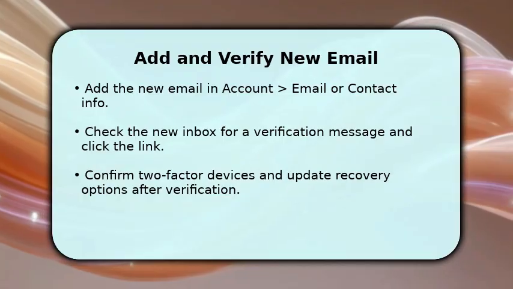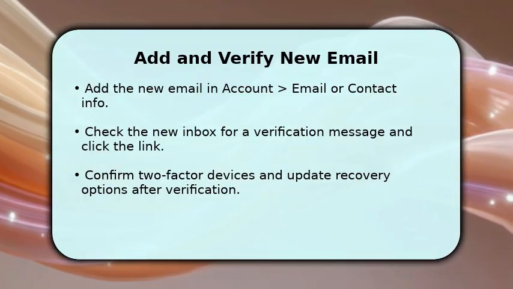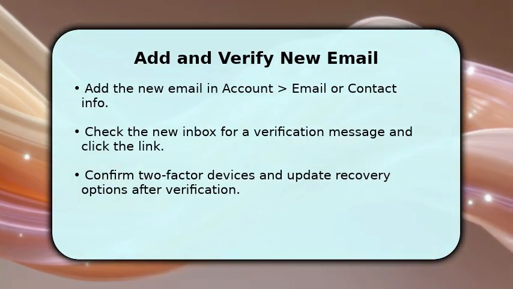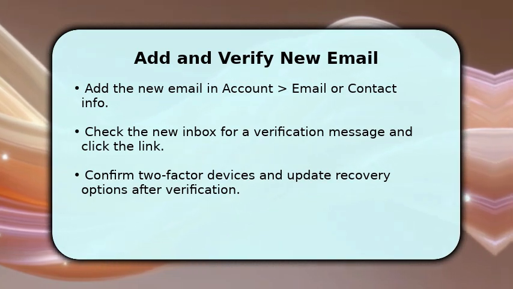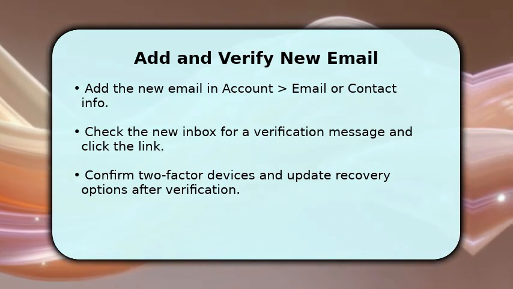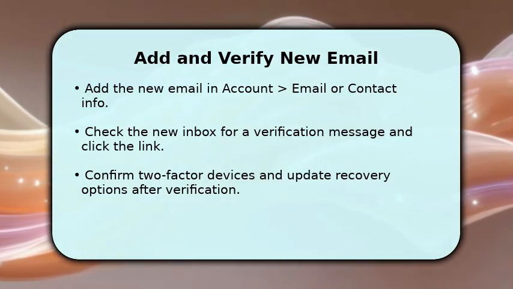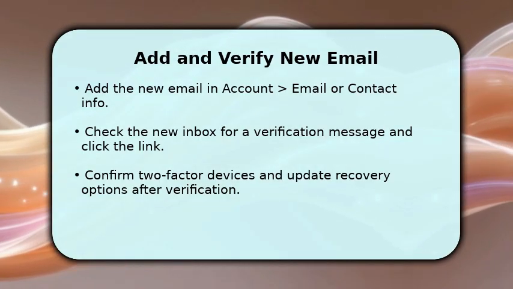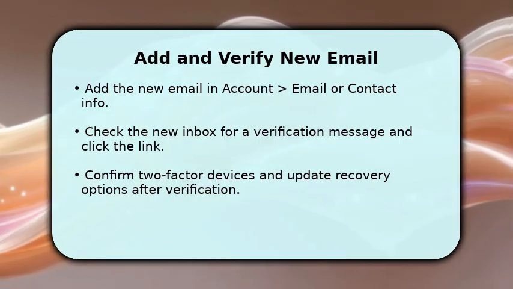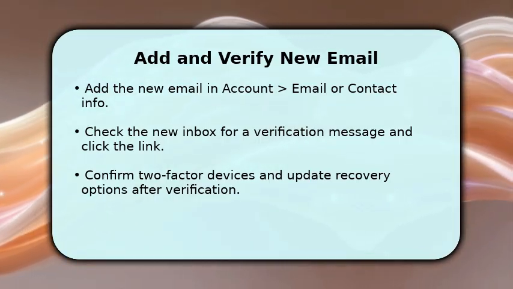Next, add the new address as a secondary or alternate email. Many systems require adding it before switching. After adding, immediately check that email for the verification link and follow the steps. This proves ownership. Once verified, return to the account settings and choose Make Primary or Promote. Systems vary, so follow on-screen prompts carefully.